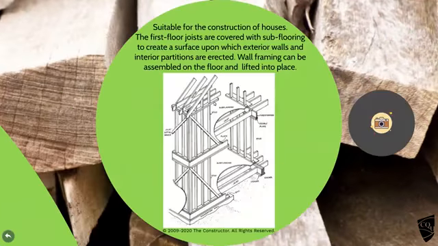So we said we were going to look at platform frames. It's one of the most common that we use. It's used for houses. Basically, the first floor joists are covered over with a subflooring, sheets which are fixed to it. It actually creates what's known as a diaphragm floor, a diaphragm surface, and then you've got a surface that you can start building the first floor from. The external walls and internal partitions are erected directly off those.